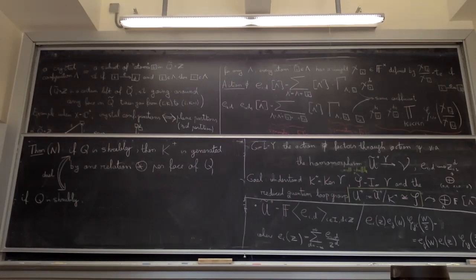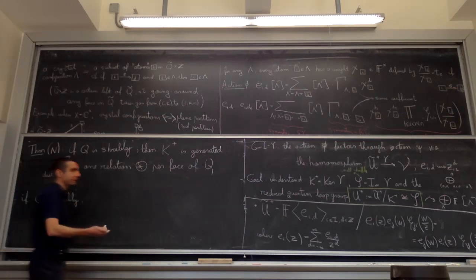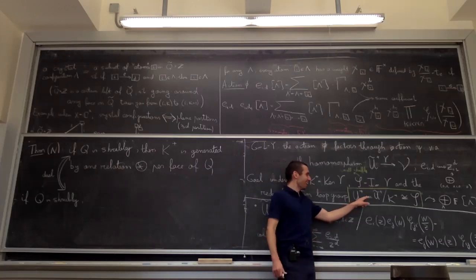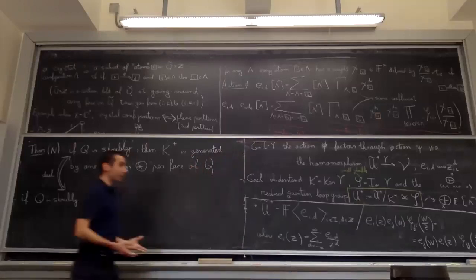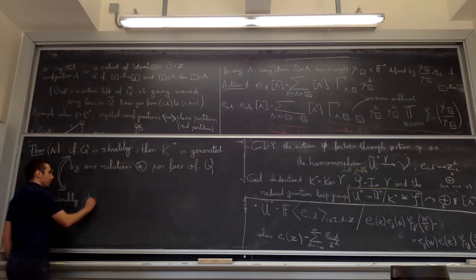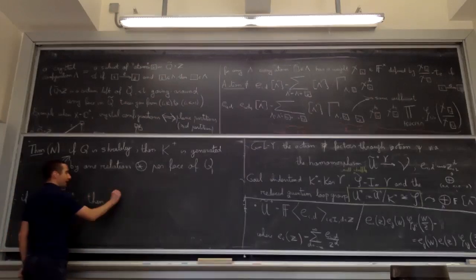Okay, so let me tell you what a dual statement to this one is. This statement over here is given by some big formulas, which probably don't mean anything to anyone, including myself. But the dual statement is significantly more meaningful. If Q is shrubby, the dual statement, which I will define in a second, is a characterization of the image of this map. Namely, a dual statement is a characterization of the small shuffle algebra in the big shuffle algebra. So if Q is shrubby, then you can say exactly what S is.